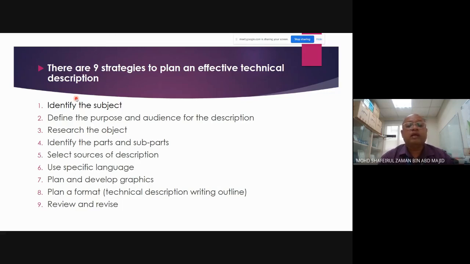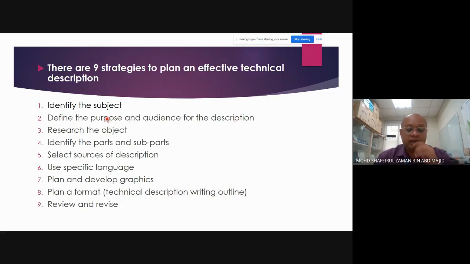All right, so you need to identify the subject or the product that you're going to choose. There are 3 of you in a group, or maybe it is a pair, so it's going to be 2 of you. Based on the list of the banned products, you decide what is the product that you're going to present. Then number 2, define the purpose and audience for the description.